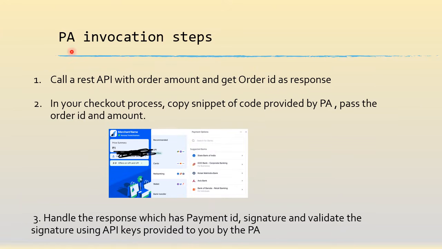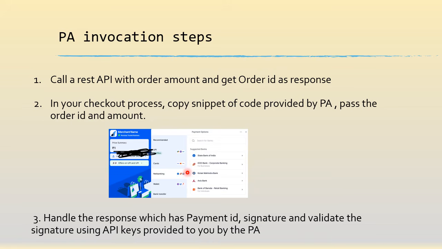So how does the PA invocation happen? As soon as the checkout happens, the merchant website needs to make a call to the REST API of the aggregator with the order amount and the currency. The payment aggregator in the response gives the order ID. Now, in the merchant's checkout process, you need to copy a snippet of code which is provided by the PA. In that snippet of code, you pass the order ID which you receive as part of the step 1 response, and the amount, and when you do so, this page is presented with the various options.